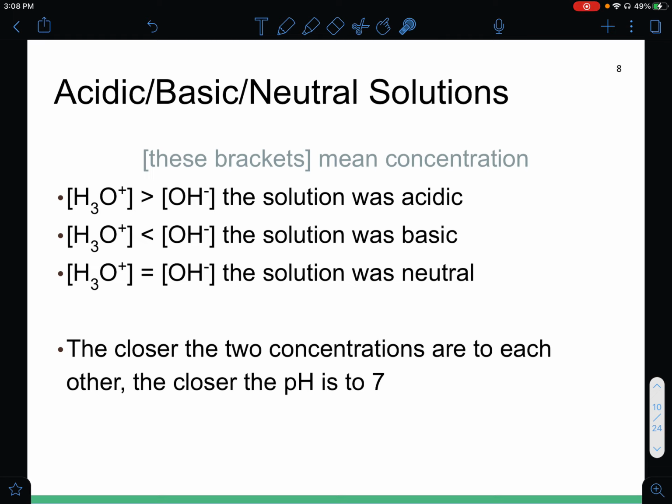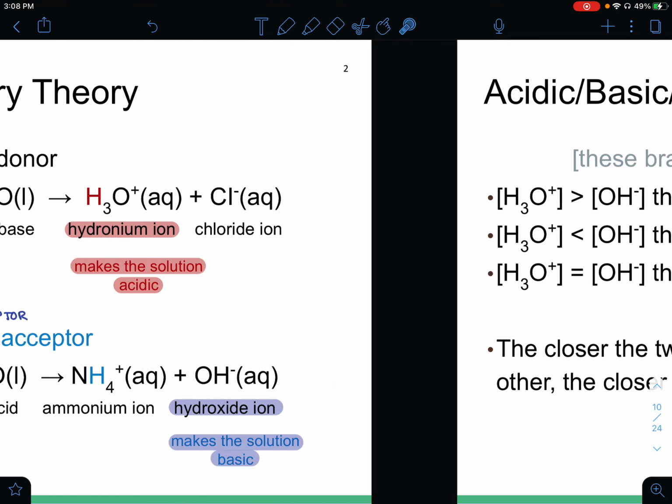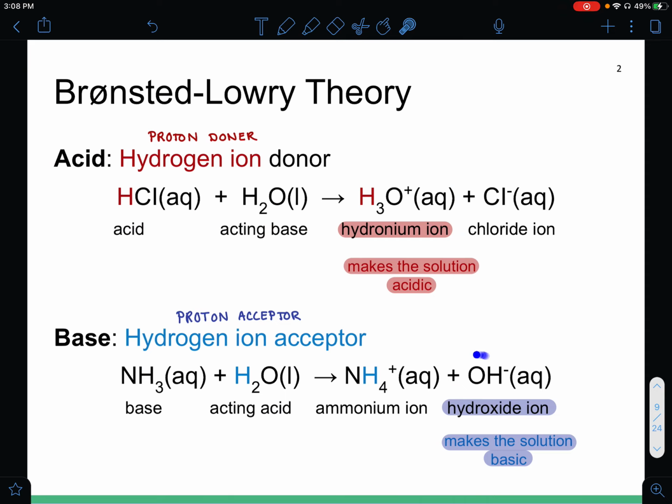Now we're going to get into how we can actually quantify this and relate it to the pH scale. So how we're going to do this is by using the concentration of the H3O+ and OH- to figure out what the pH is. Okay? And I'm wondering, where is that coming from? It's coming from right here. Okay, so if we know the concentration, so the molarity of this, we can figure out the pH.